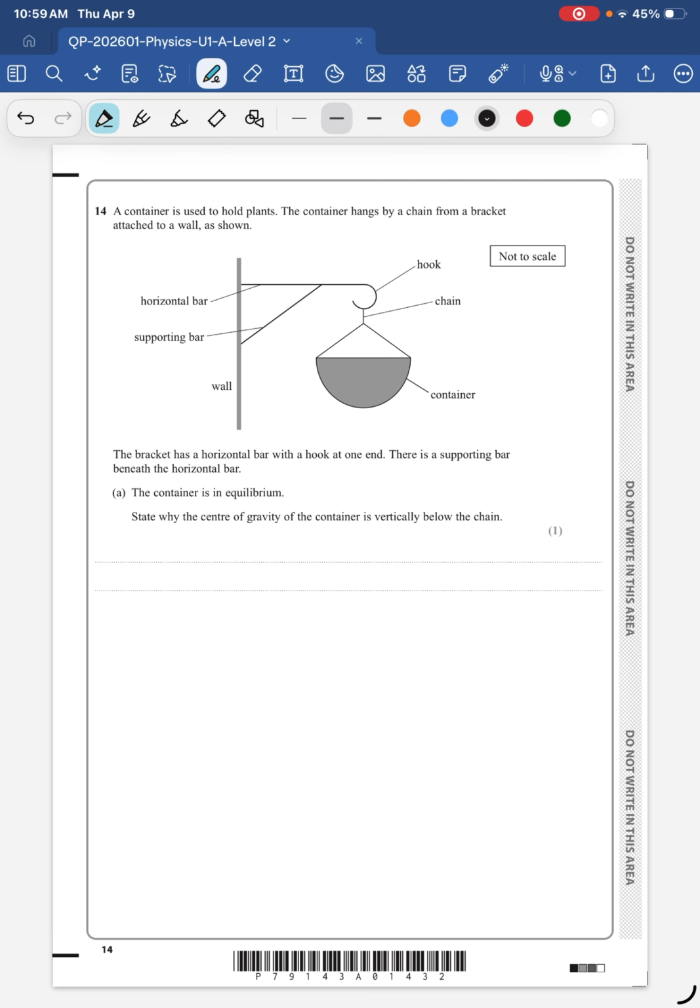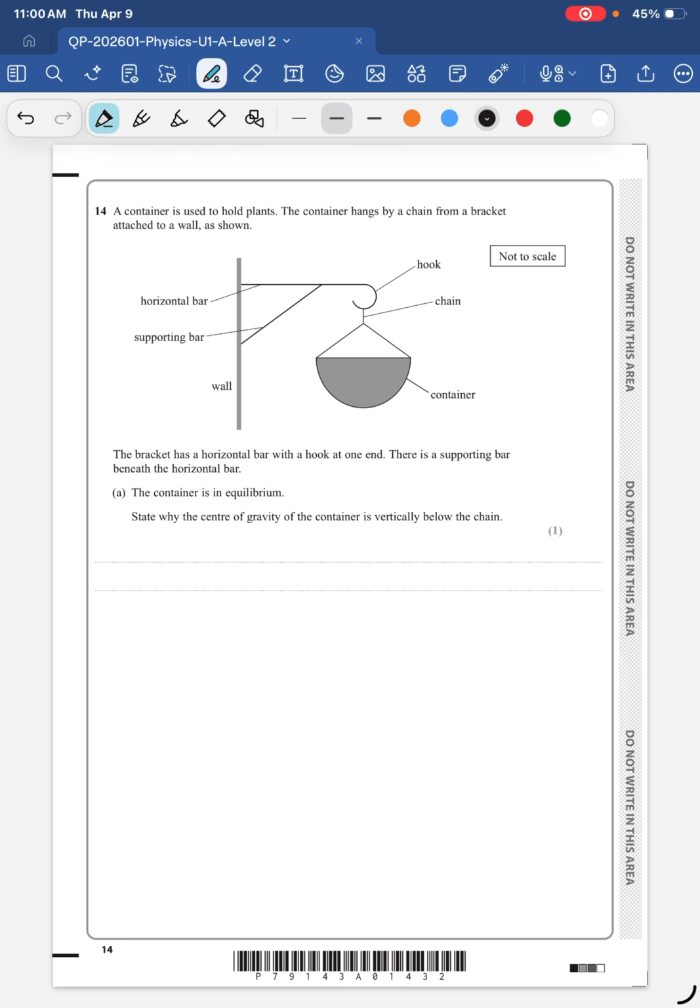Question 14. A container is used to hold plants. The container hangs by a chain from a bracket attached to a wall as shown, not to scale. The bracket has a horizontal bar with a hook at one end. There is a supporting bar beneath the horizontal bar. The container is in equilibrium. State why the center of gravity of the container is vertically below the chain.